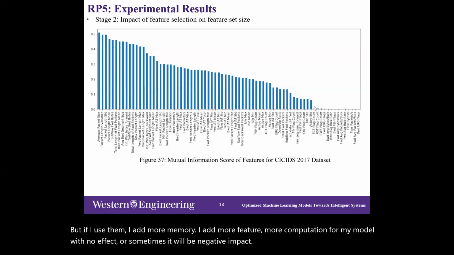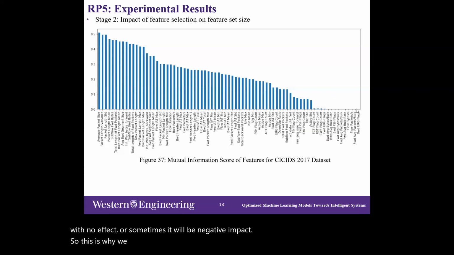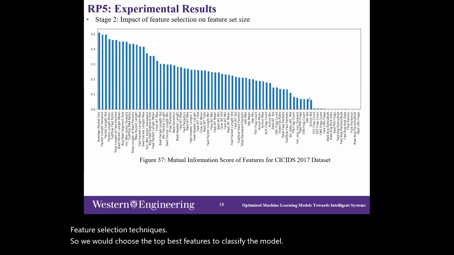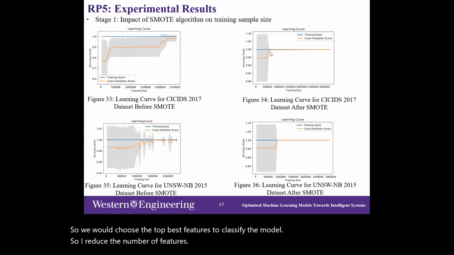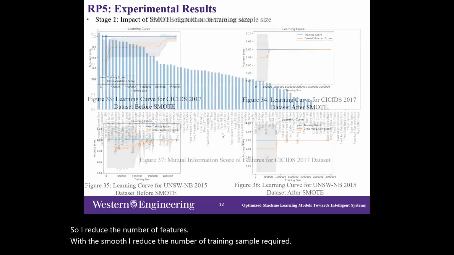So this is why we are using feature selection techniques. We choose the top best features to classify the model. So I reduce the number of features, and with SMOTE, I reduce the number of training samples required. Let's see.